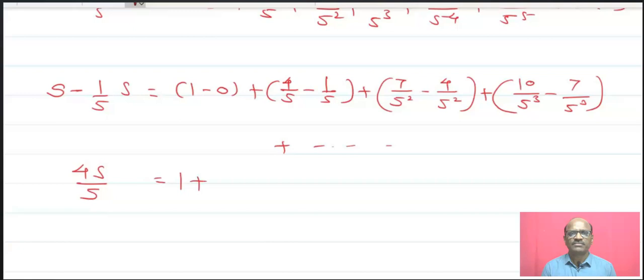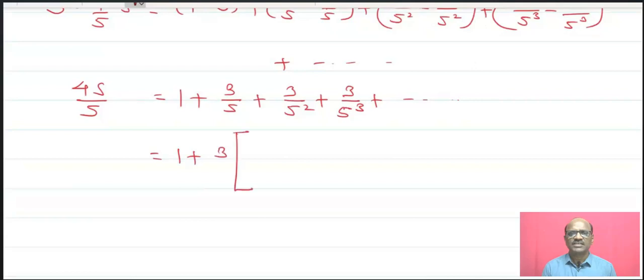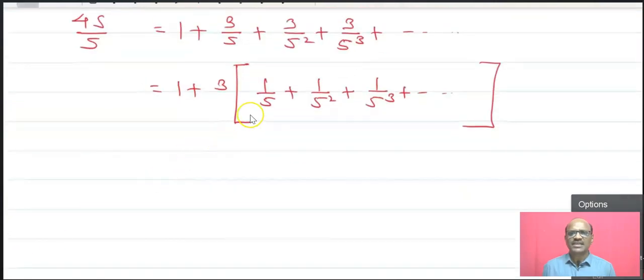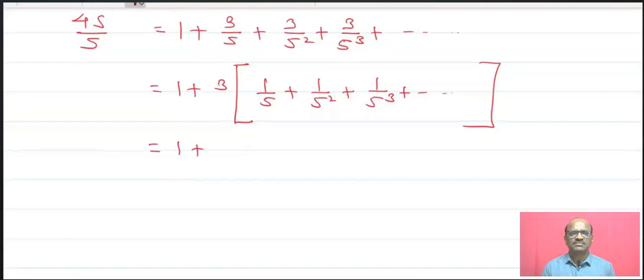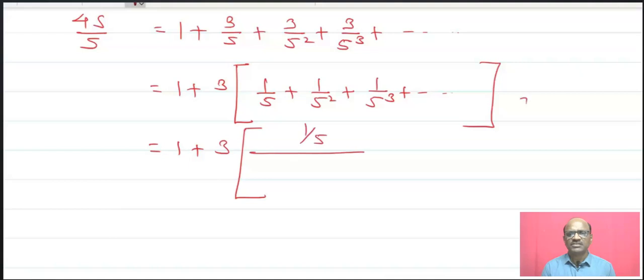4S upon 5, that is equal to 1 plus 3 by 5 plus 3 by 5 square plus 3 upon 5 cube plus, and in this way. Keep the first term as it is, and from the remaining terms take 3 as common. Then in bracket you will get 1 upon 5 plus 1 upon 5 square plus 1 upon 5 cube, and in this way. Now see this here, 1 plus 3 in bracket. Now this is in geometric progression, infinite terms are there.